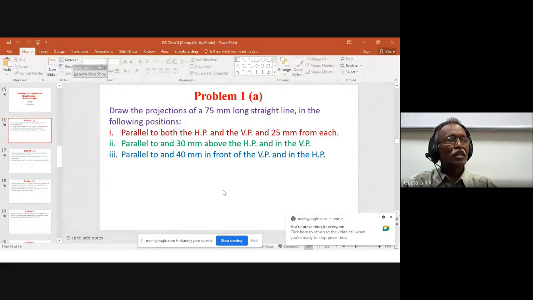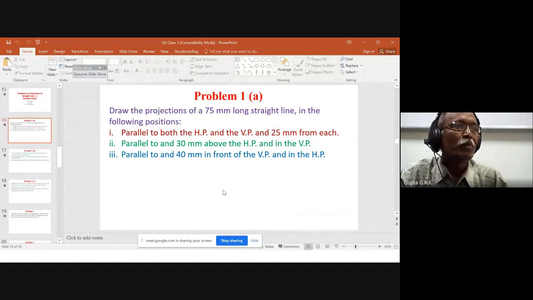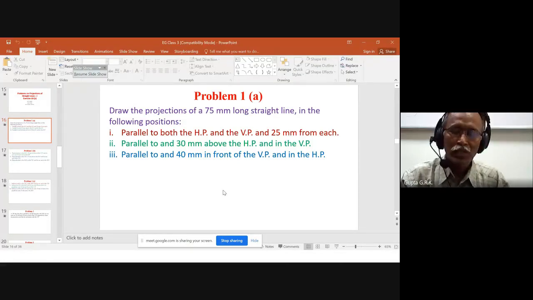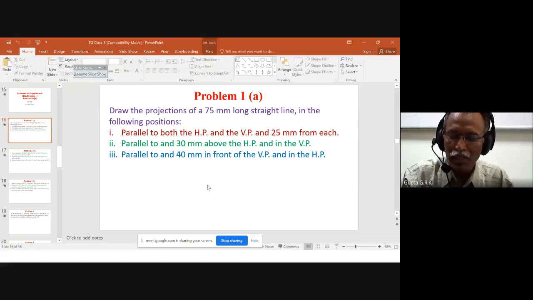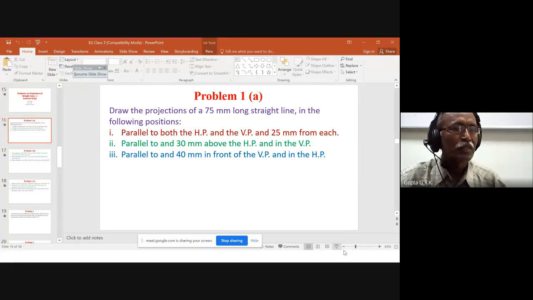Now I go to this problem. Draw the projections of a 75 mm long straight line in the following positions: parallel to both the HP and the VP and 25 mm from each of the reference planes. So I have to draw the projections. What should I do? I have to draw the XY line.